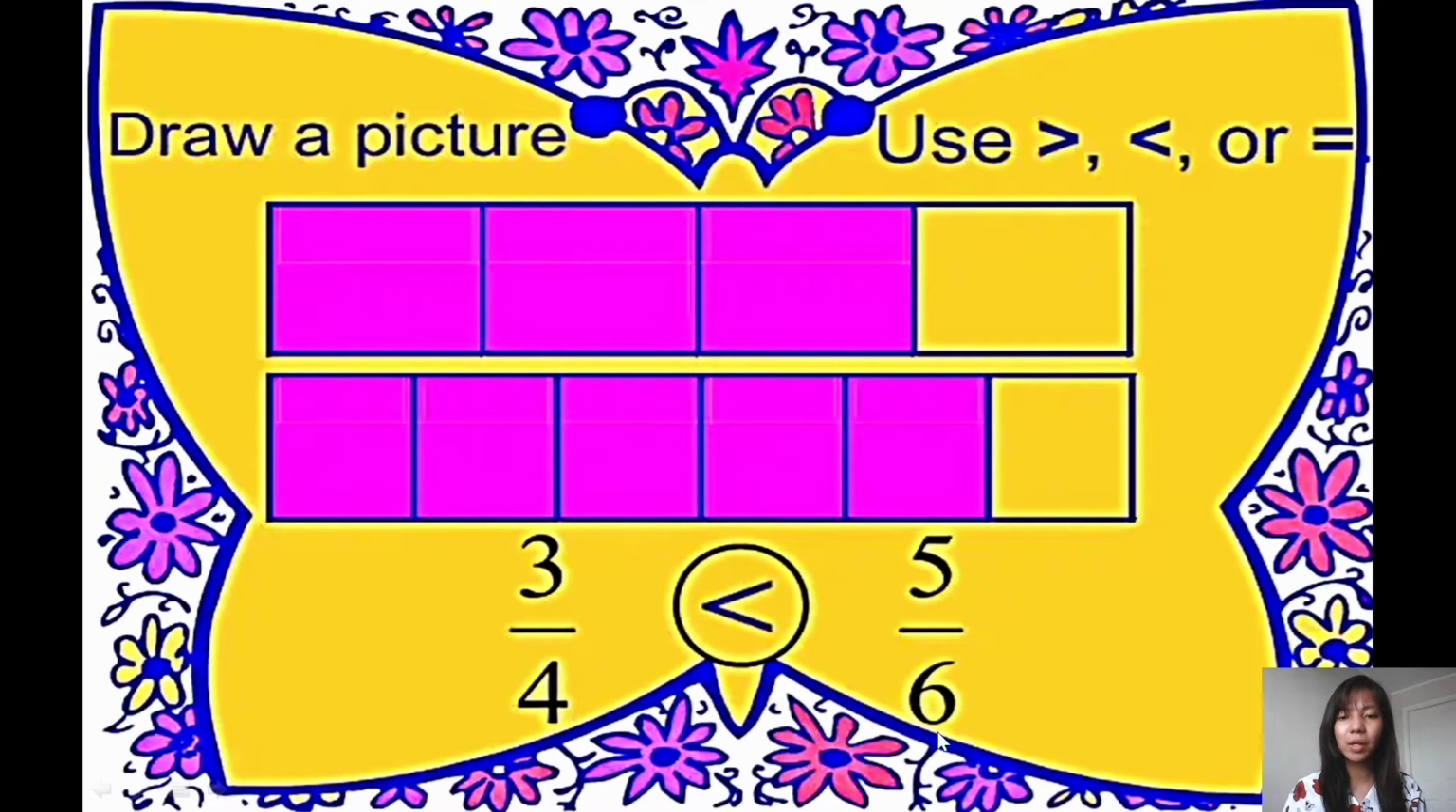So 6 parts, right? 1, 2, 3, 4, 5, 6. And then 5 shaded parts. 1, 2, 3, 4, 5. Okay. So when you look at the pictures of these two fractions, you will see that the 5/6 picture has a greater shaded part. So we can say that 3/4 is less than 5/6.